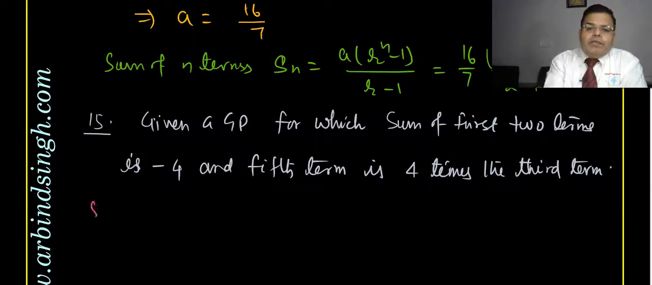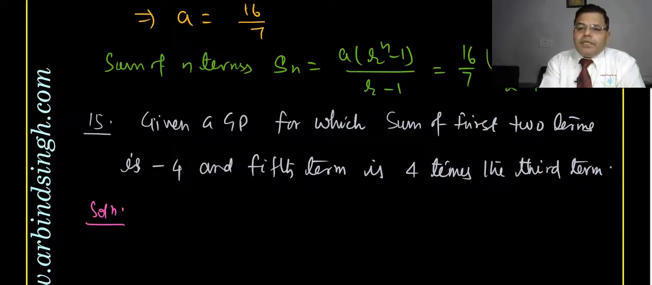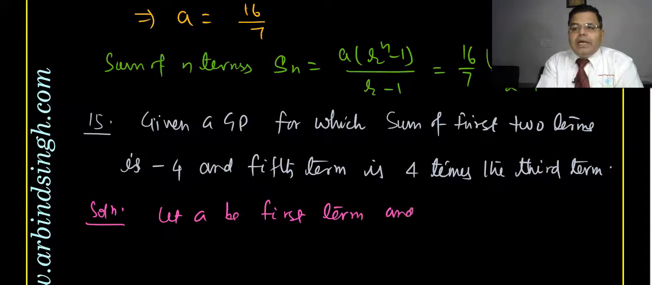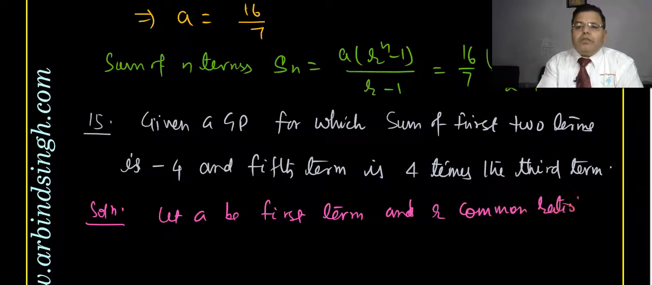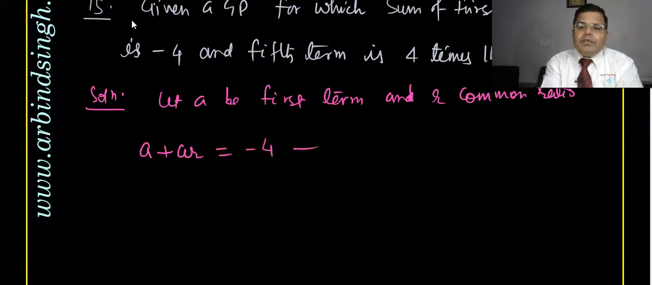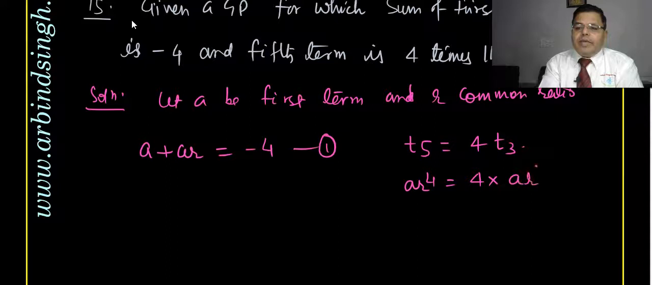So here we will write the solution. Given a GP, let A be the first term and R the common ratio. Then the first two terms sum will be A plus AR, and that is minus 4. This is equation 1. Fifth term is 4 times the third term. Fifth term is AR to the power 4, and 4 times of AR square.